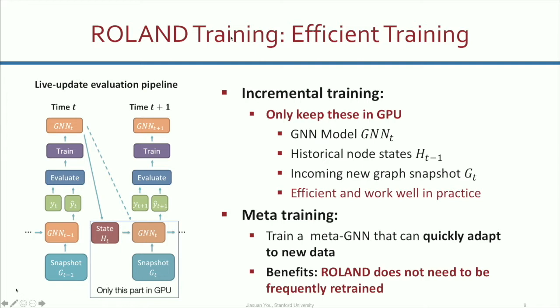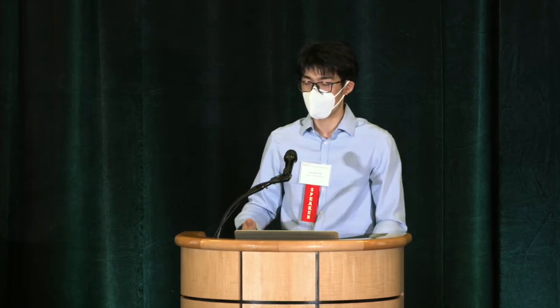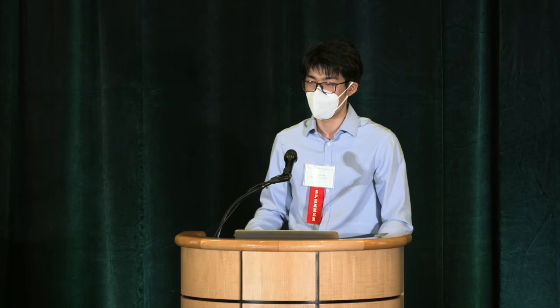Another technique we've done is meta-training. Here, we'll train a meta-GN that can quickly adapt to new incoming data. The benefit of this meta-training is that this way, Roland does not have to be frequently retrained because it can quickly adapt to the new data. And I will show some analysis later.